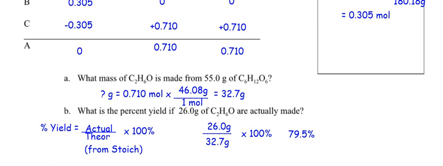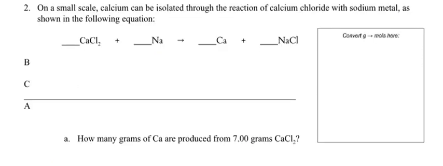Let's start with the next one, number 2. On this one, it says on a small scale, calcium can be isolated through the reaction of calcium chloride with sodium metal, as shown in the following equation. Now, this is a single replacement reaction, if you're thinking about that. And yes, sodium is higher up on the chart than calcium is. So yes, a reaction does occur, and we're going to create calcium that way.